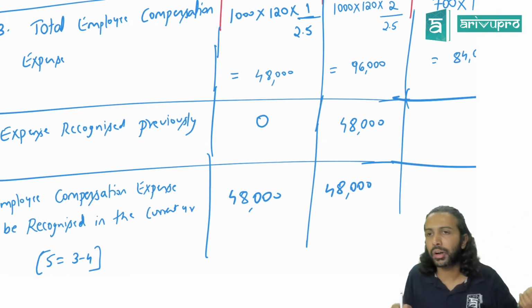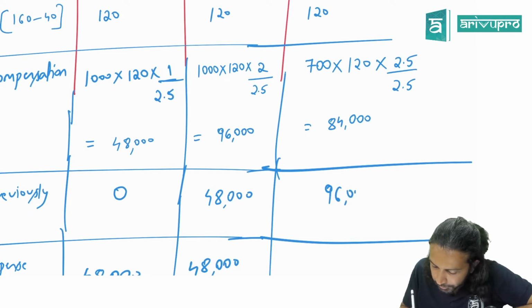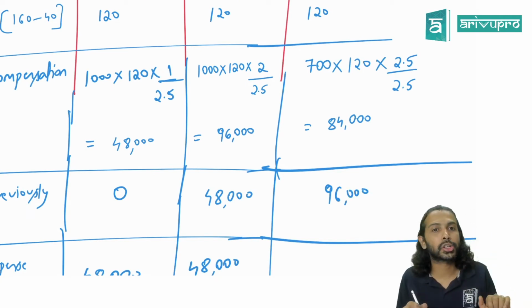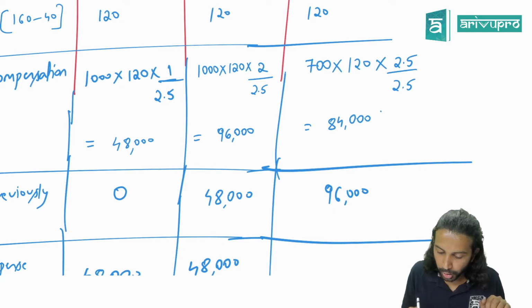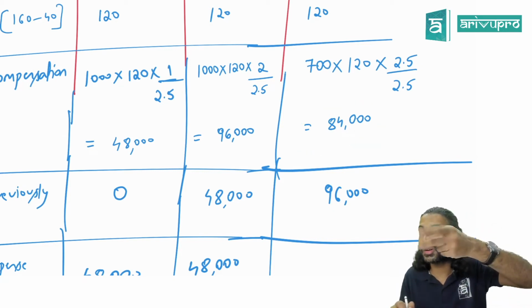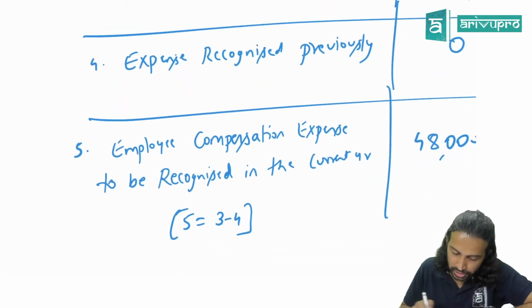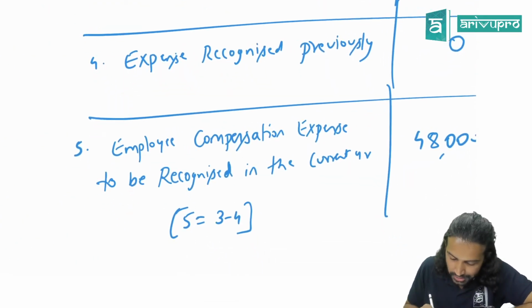Second year expense booked already is again 48. So the total expense booked already is how much, sir? You've booked 96,000. How much should be booked? 84. That means more expense you need to book or you need to reverse. Reverse. That means here we will write employee compensation expense to be recognized / reversed.